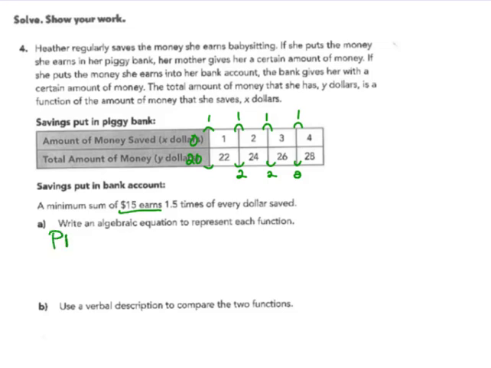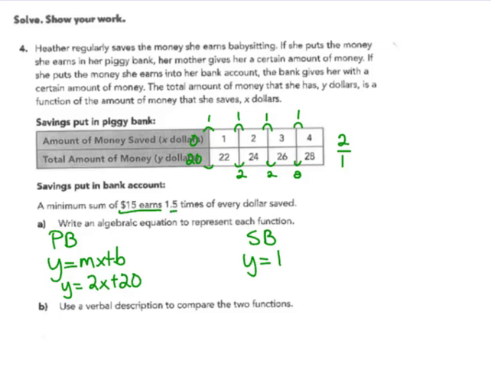Well, the piggy bank, PB, my slope is 2 over 1. So y equals mx plus b would be y equals 2x plus 20. For the savings bank, I would say y equals 1.5 times every dollar, so 1.5x plus 15. So I've given you the two linear equations.